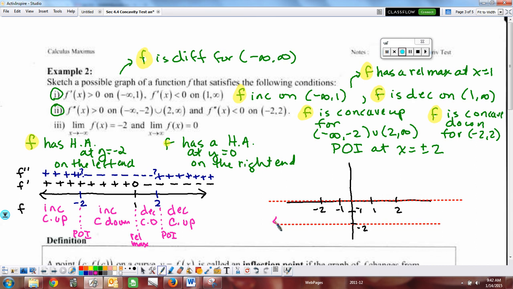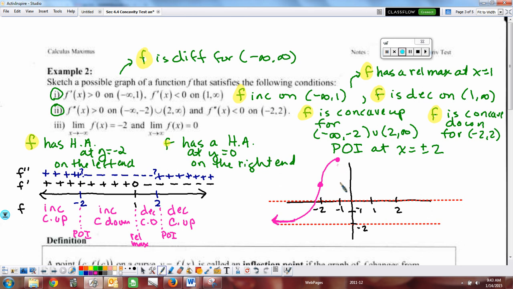So maybe I'll just kind of add it in here. And it has to be increasing and concave up until I hit -2. So maybe we'll do this. And it's okay to cross horizontal asymptotes. Remember, that's not a requirement that you don't cross them. So that gets to there, and I'll put a point because I'm going to show that's a point of inflection. But then I want to still be increasing and concave down. So that's going to get me to here.